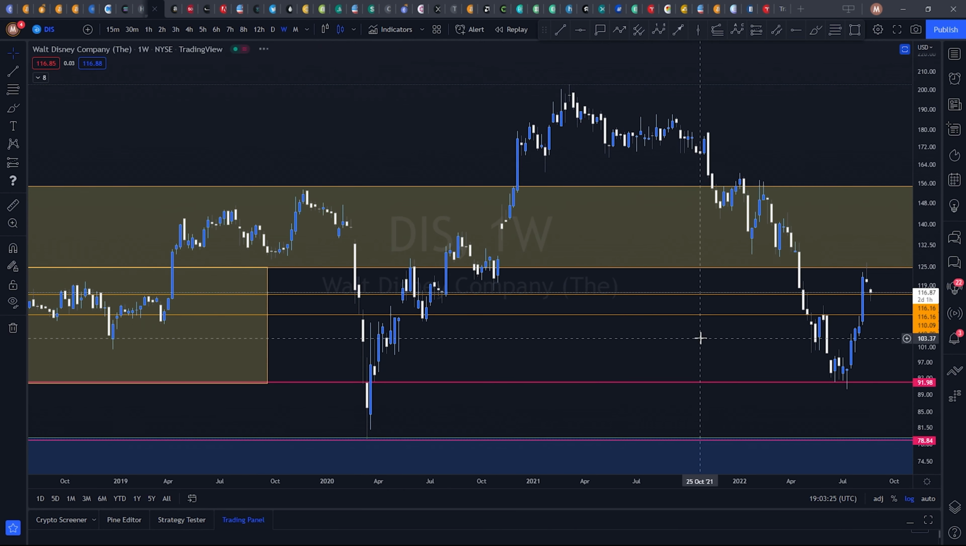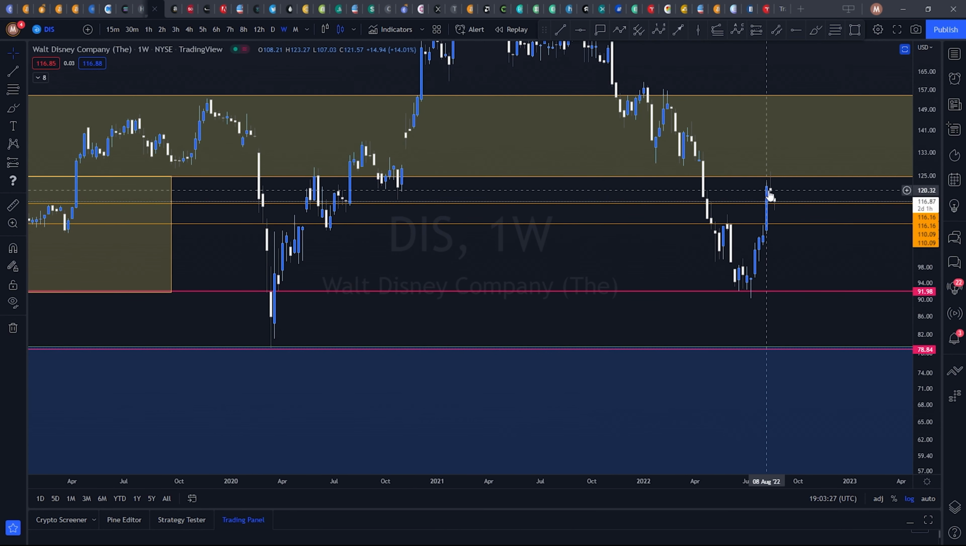Disney. So I told you guys about this one. Too much price action move. Straight drop. They're trying to pick it up here. I'm expecting Disney to come back down to $110, if not deeper.